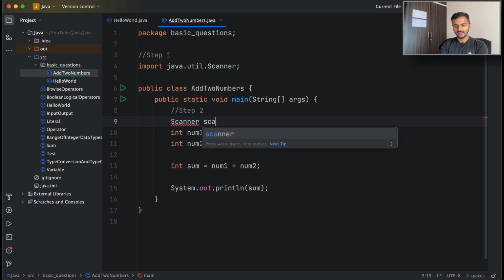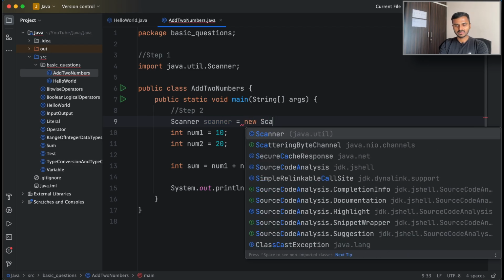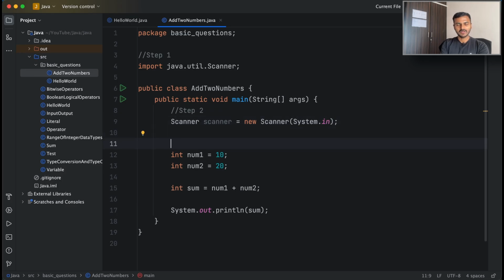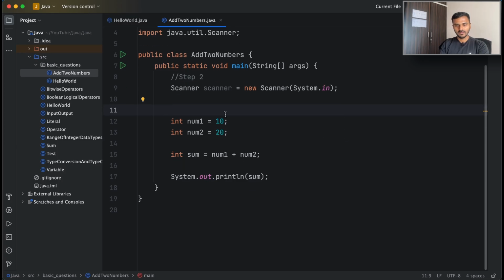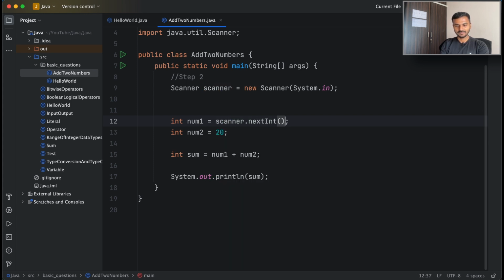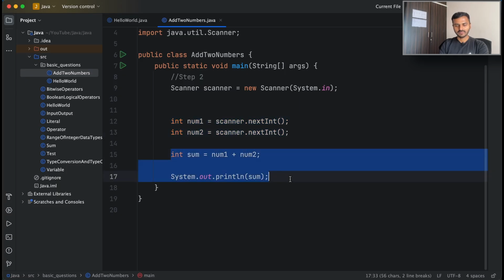We can say Scanner and then scanner. By the way, this can be any name because this is an identifier. So we'll say new Scanner(System.in). Now, once we have the object of scanner, what we can do next is we can use the methods defined in the scanner class to take input from the user. So we're going to take an integer input from the user. So what we should be doing here is we should be saying scanner.nextInt. Then over here, we'll do the same. We'll say scanner.nextInt. Once we have these two numbers, the rest of the code will work as it worked earlier.